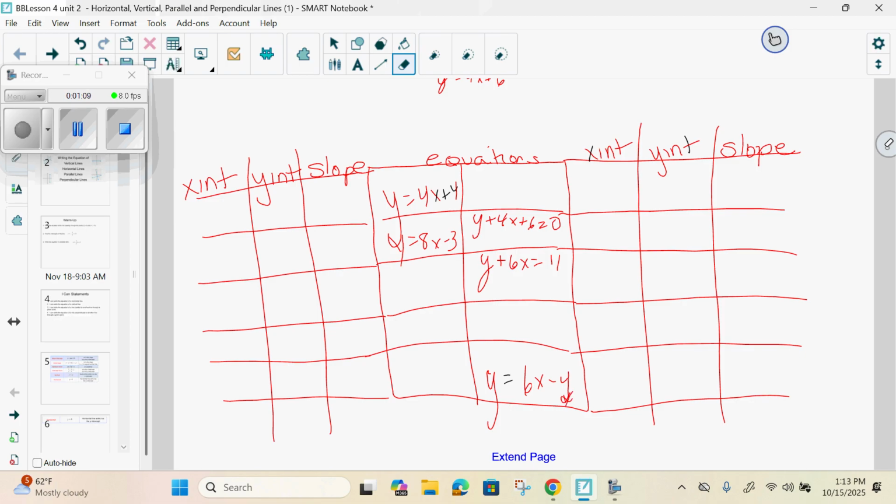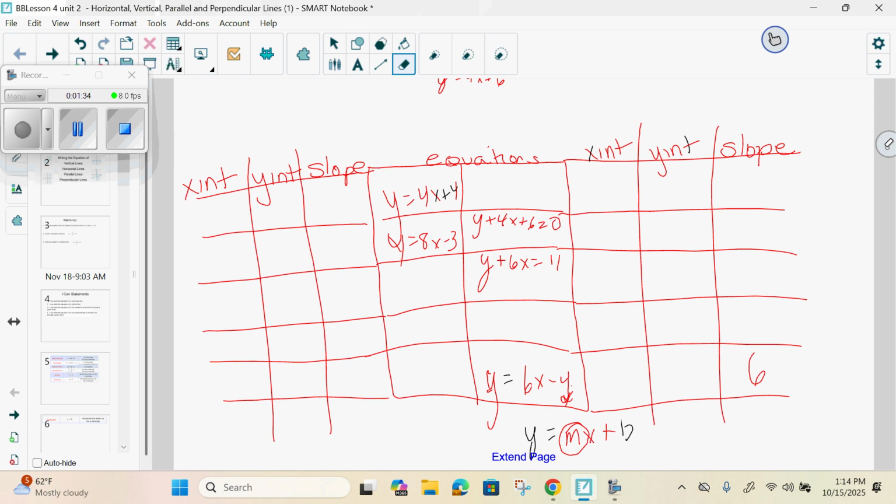So, yes, Sarah, let's look at this one right here. What's the slope of that one? Y equals mx plus b. Which number represents the slope? Not 4. Remember, m is slope, right? So 6. So in the slope column, you're going to put 6.